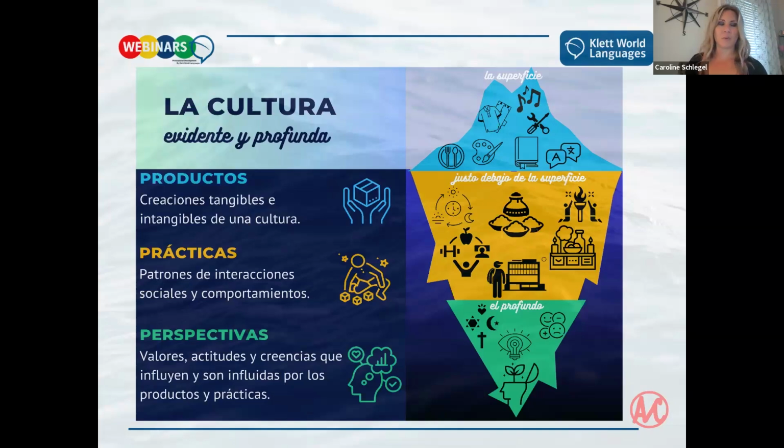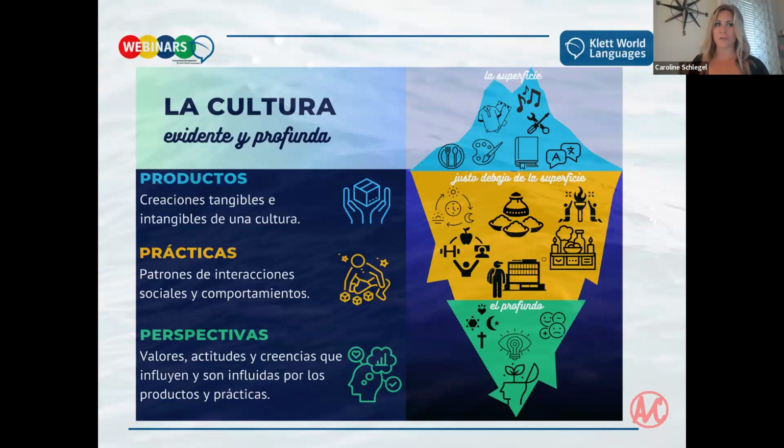This dual coding, that we've got these images, so that the students may not 100% understand the definition under products, practices, or perspectives in level 1, but they can look at those images on that iceberg and they can identify items that exist within their culture that may relate to what's at la superficie, right? And then you can look right below the surface and students can start to identify things in their own culture in level 1 that may exist just right below that surface.